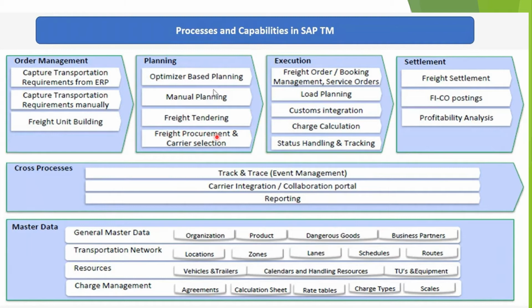Plus, you can track and trace through SAP. SAP has a specific module for track and trace, which is event management, which goes very well with the TM system. So you can get a real-time status of your freight order. If the customer asks what the status of my load is, and event management is set up in your company, you can easily track the current status of your load. Similarly, we can extract some reporting.